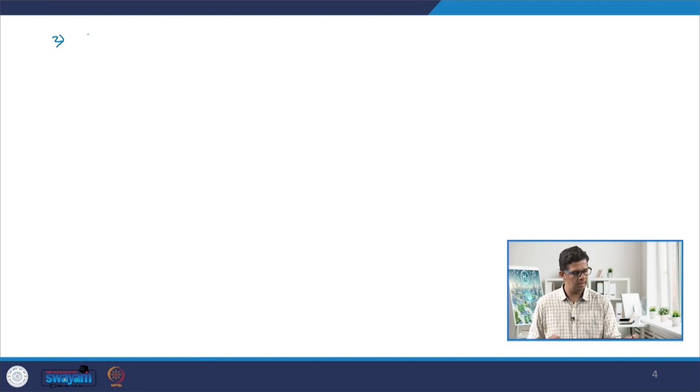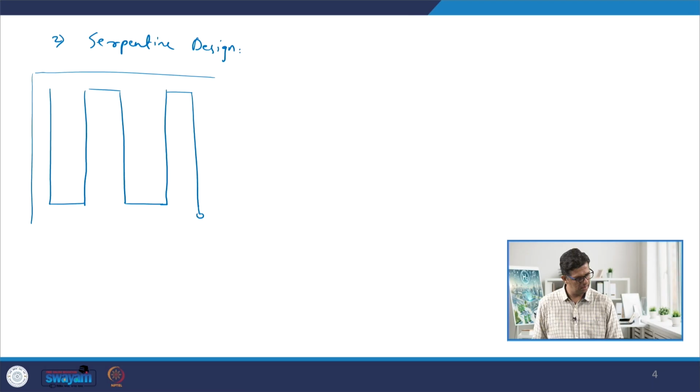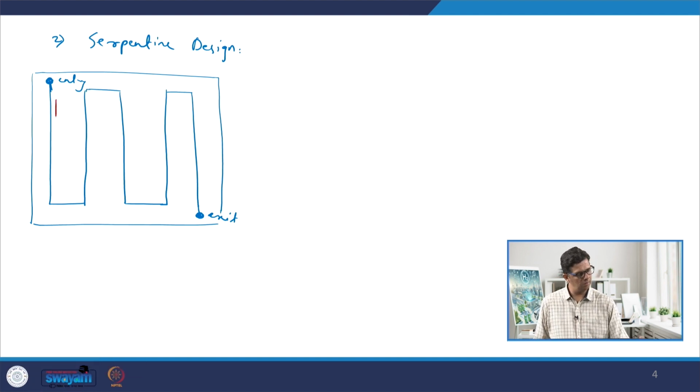The second one is the very famous serpentine design. Let me draw how it looks. Let me first draw a single channel. There is only one channel in this particular design. This is the entry point and this is the exit point. As we can see, the species will flow only through one channel. There are no other channels for the species to pass through, and that is why the species force the other molecules, other particles, to flow through, and that is why the flow is better in this kind of design.